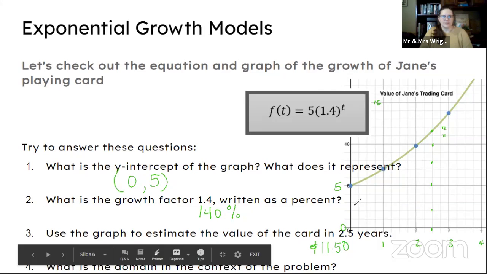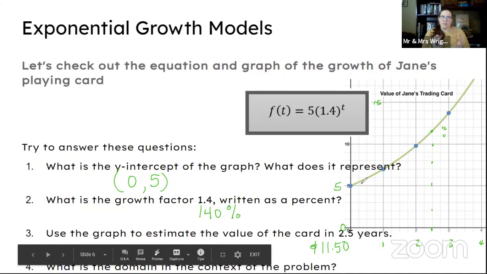$11.50. Okay, question 4. What is the domain in the context of the problem? Now remember, our domains for exponential functions that we talked about in our first section was always the set of all real numbers, right? Because domain is our input values or our X values. You could input anything you wanted and come out with an answer. However, when you're working with models or real life problems, sometimes the domain will be limited, just like it is here with Jane and her card.